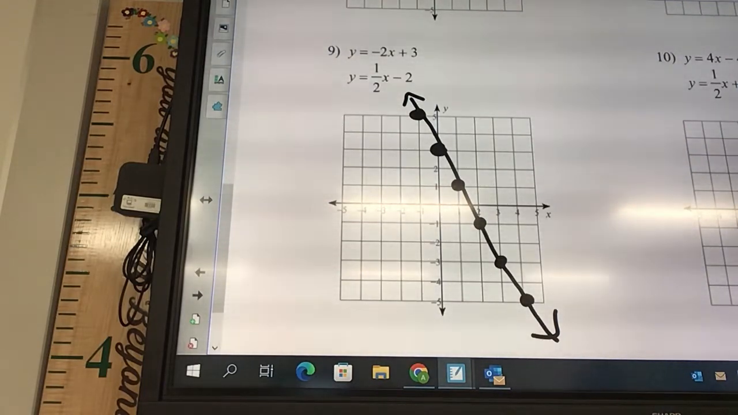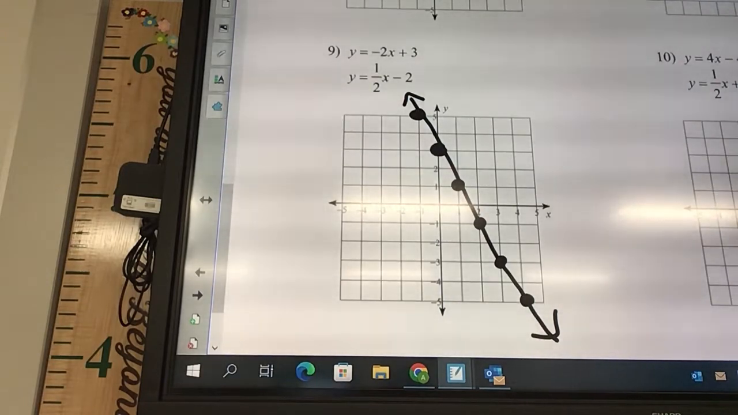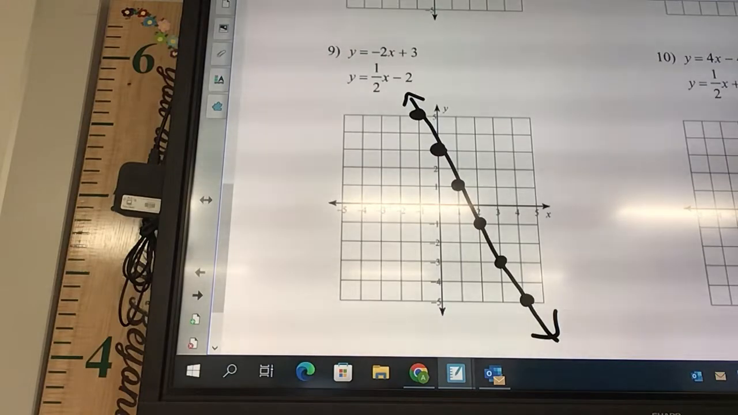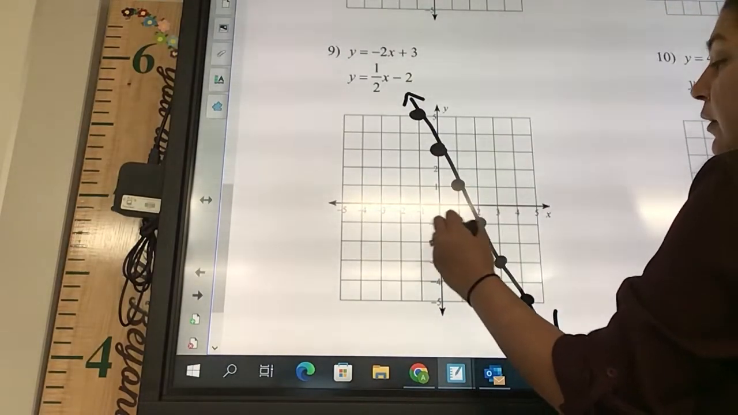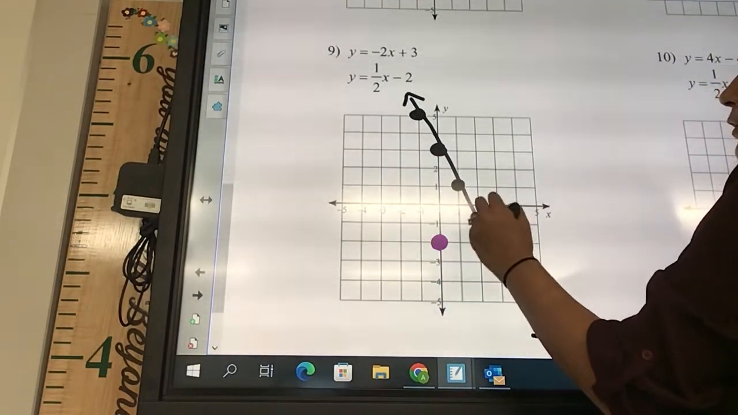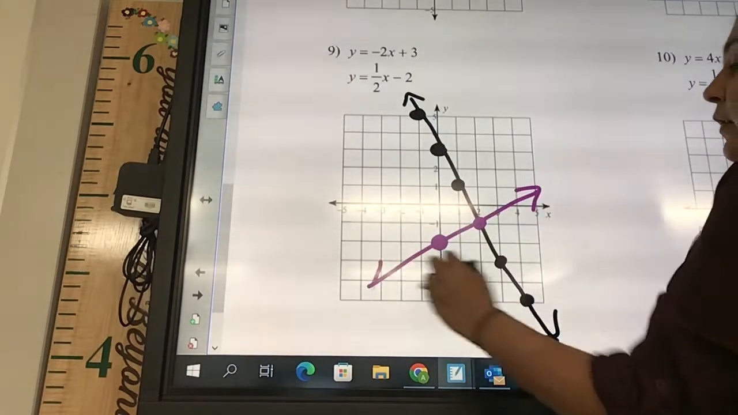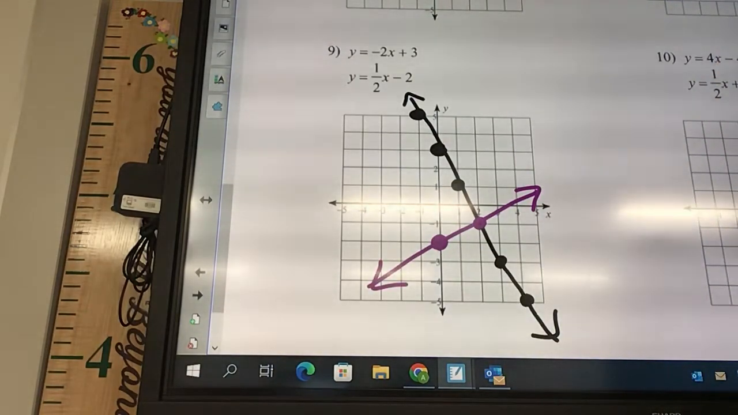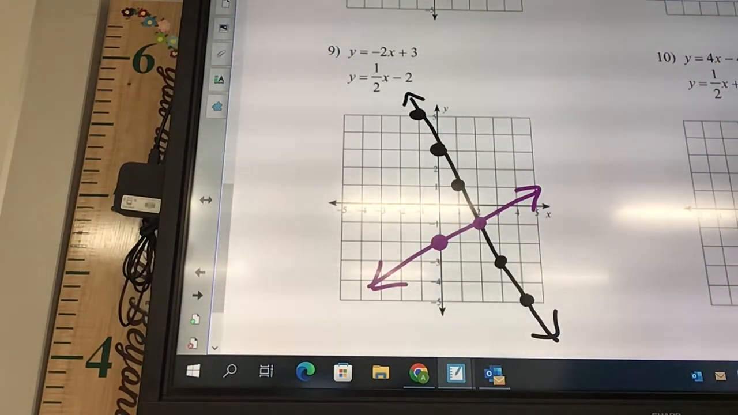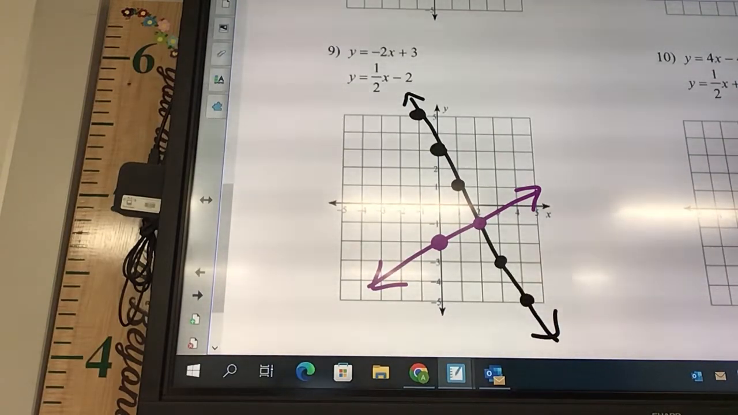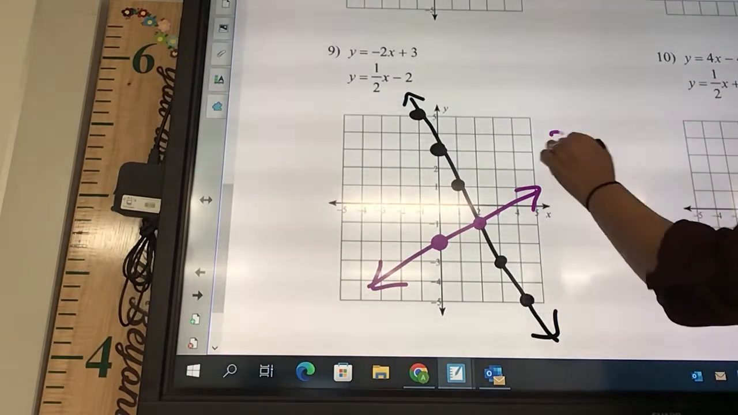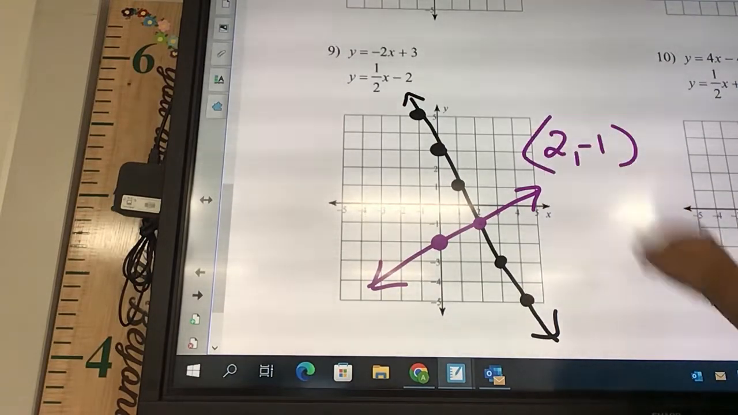Okay, line 2, where does it start? -2. What is our slope? 1 over 2. Up 1 and over 2. Good. Okay, take a second and think for yourself and write down, what is that intersection point? Okay, and it is 2, -1.